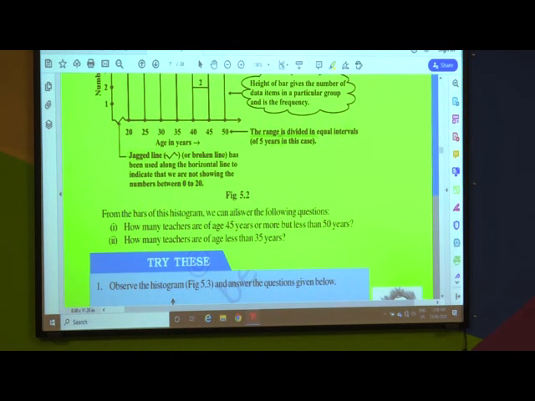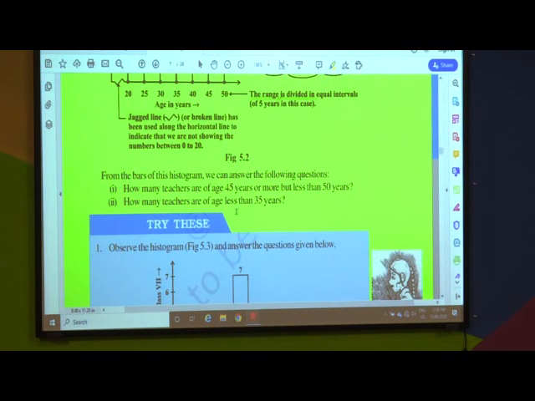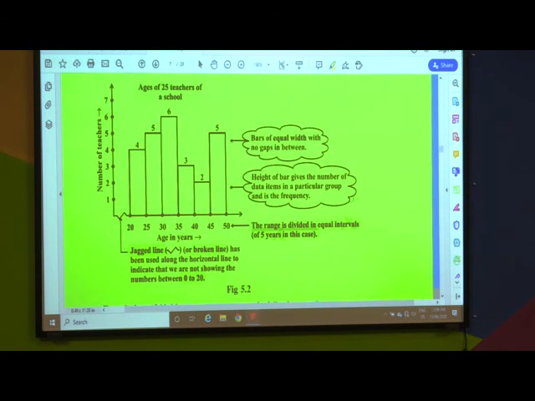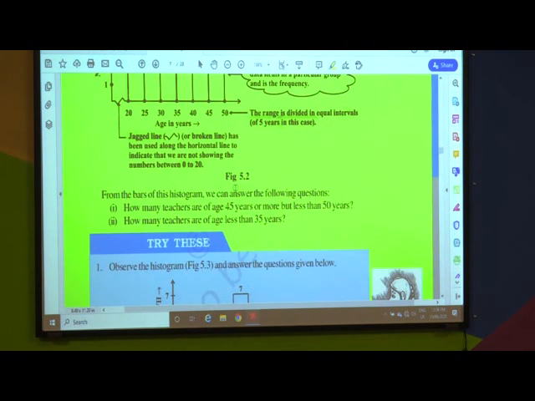Let us proceed further. Now they are saying, from the bars of this histogram we can answer the following questions. How many teachers are of age 45 years or more but less than 50 years? Let us go to 45 to 50. 5 teachers are there. You can see the value written here is 5. It is very specific.